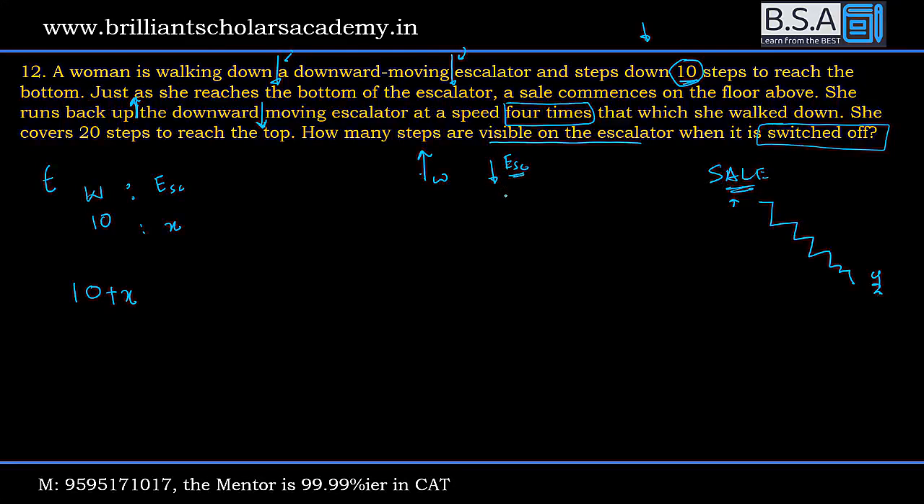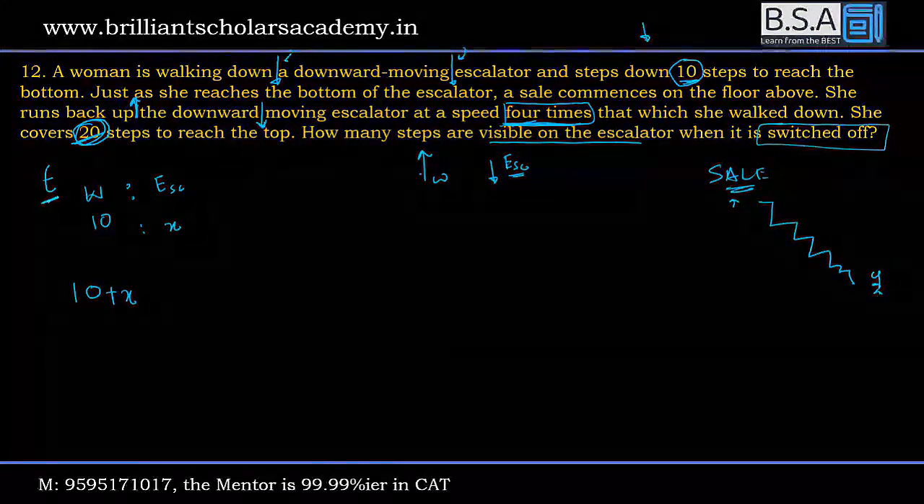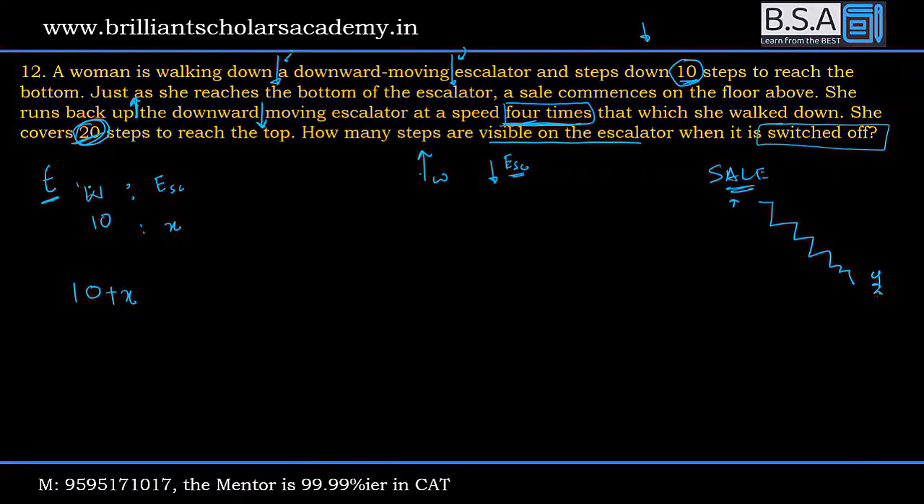Escalator is moving downwards. How is she traveling? Listen to the language. She is traveling at 4 times the speed. How many steps has she taken? 20 steps. I want you to focus on this number and this number. In the same time t, if the time was same and I make the speed of the woman 4 times, this will not change. Why should this change?